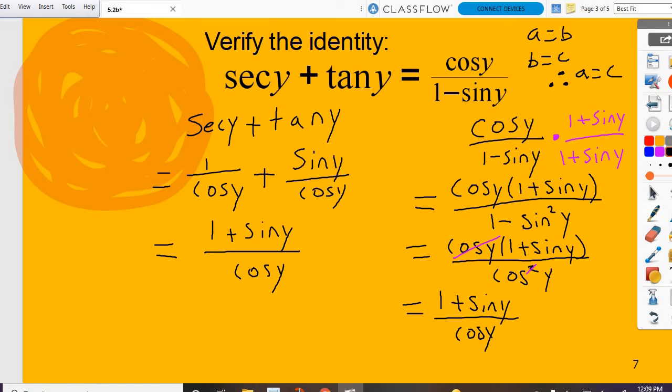Does that equal the left side? It equals secant plus tangent? No, but it equals what we got our left side to equal. So because we showed that they are the same thing, we can then say that secant of y plus tangent of y equals cosine of y divided by 1 minus sine.